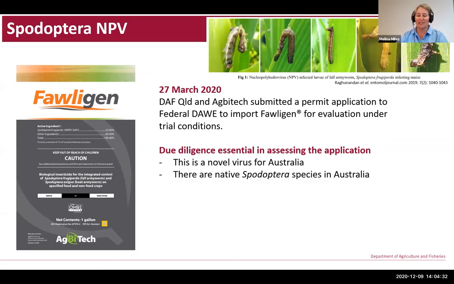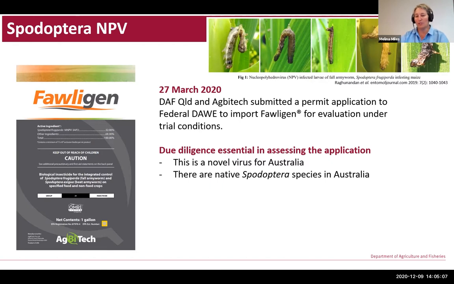So I guess most importantly for many people, what is the prospect of getting Fawligen into Australia? In a spirit of optimism, DAF and Ag Biotech teamed up back in March to put an import permit request to the federal government for consideration. And we're still in two minds about whether that will be granted. What we asked for was an import permit to do some experimentation with Fawligen under Australian conditions.